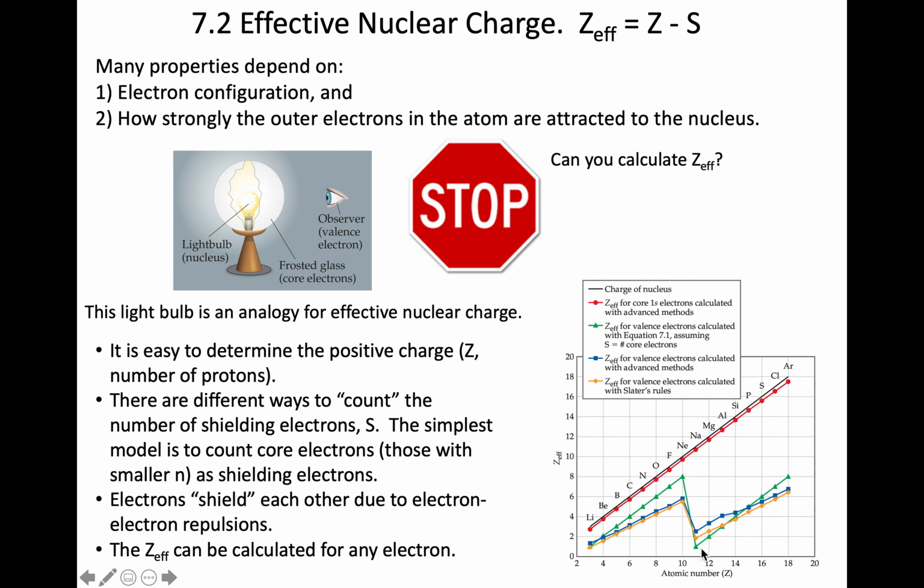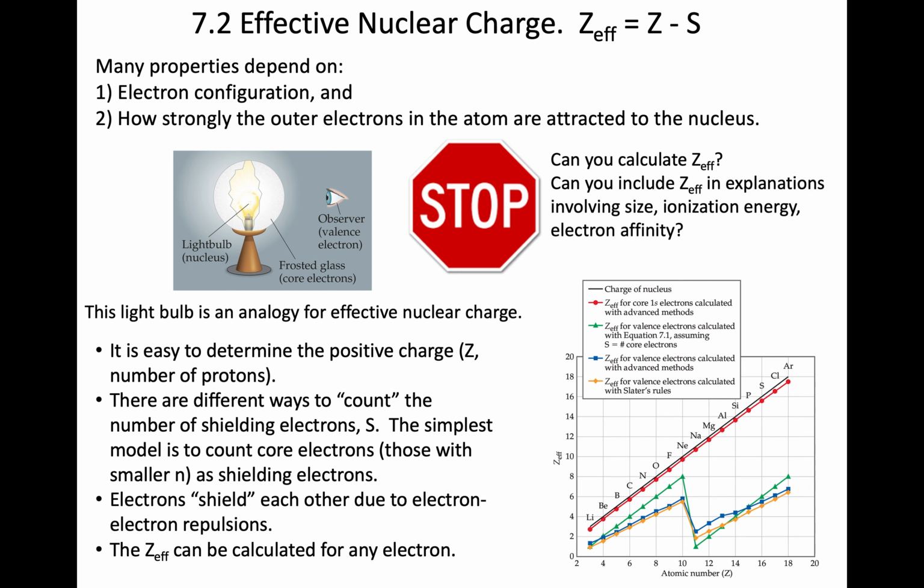So, two tasks. Can you calculate the effective nuclear charge for any electron? And perhaps more importantly, can you include the effective nuclear charge in your explanations involving other periodic properties like size, ionization energy, and what we find with electron affinity?